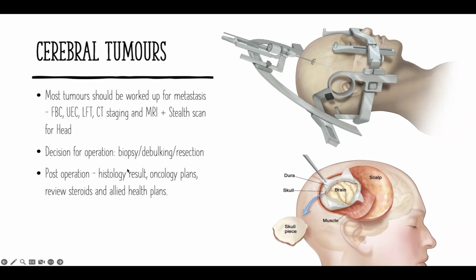Whenever we think about tumors, we try to make a decision: are we going to just do a biopsy? Like that first image, a stereotactic needle biopsy, we're just taking a sample to try to figure out what it is. Or we could do a debulking, trying to take as much tumor as possible, but as safely as possible. Or resection, trying to take the entirety of the tumor out. That will depend on a wide variety of causes.